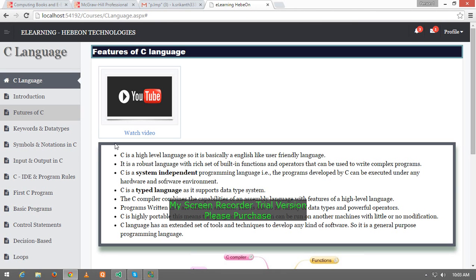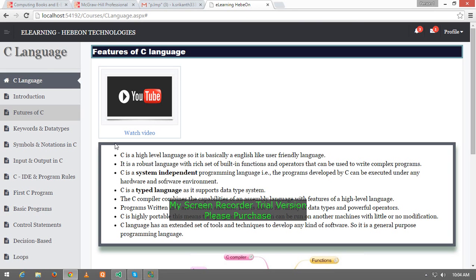But if you consider any primitive programming language like COBOL or Fortran, these programming languages will make use of some keywords which are difficult for the user to understand and remember. But unlike those languages, C is a high-level language that makes use of some English-like keywords.